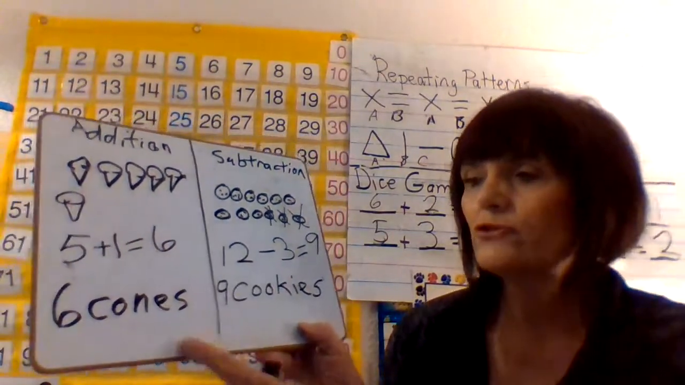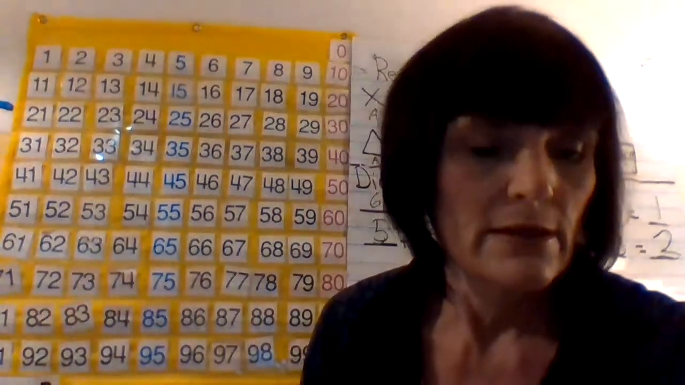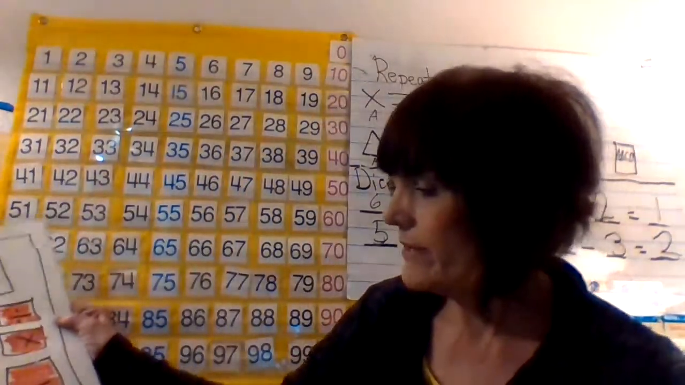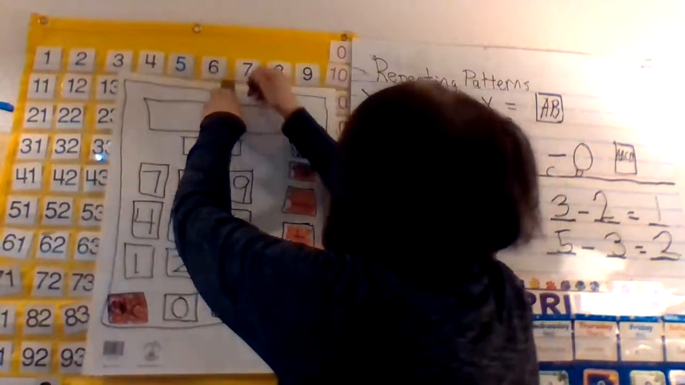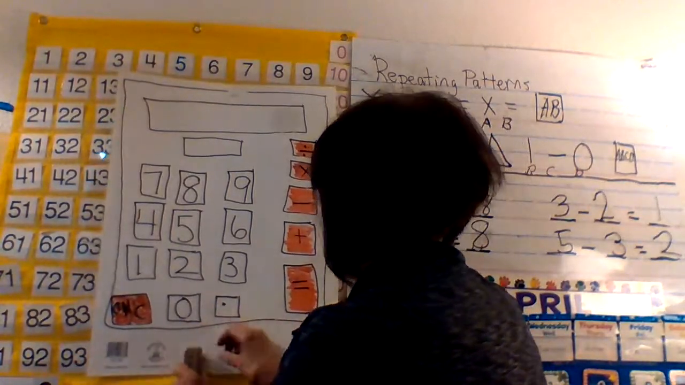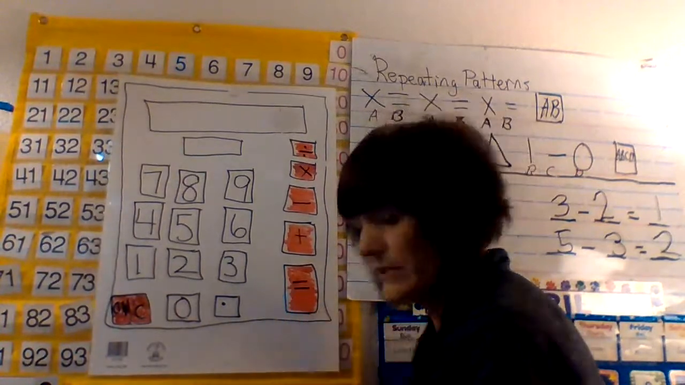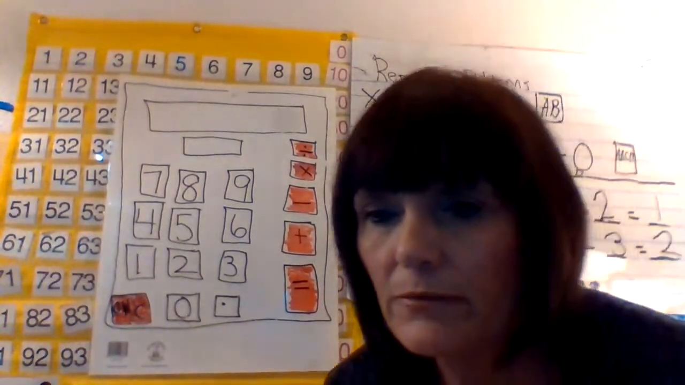All right, number stories. Keep working on your number stories. Today, you're going to need your calculator. I made a little calculator right here. It's actually a large calculator. I'm going to hang it up here on my wall so you can see it. If you don't have a calculator, that's okay. You can still do this game with just a piece of paper or a whiteboard. All right, here we go.